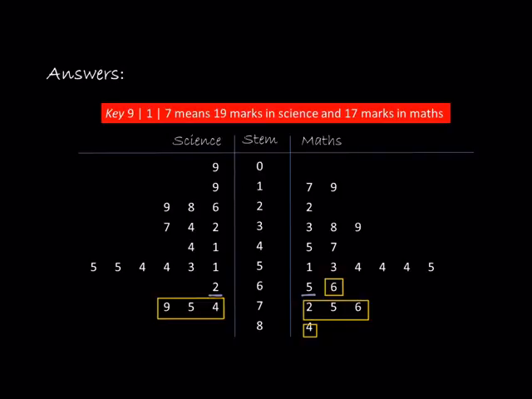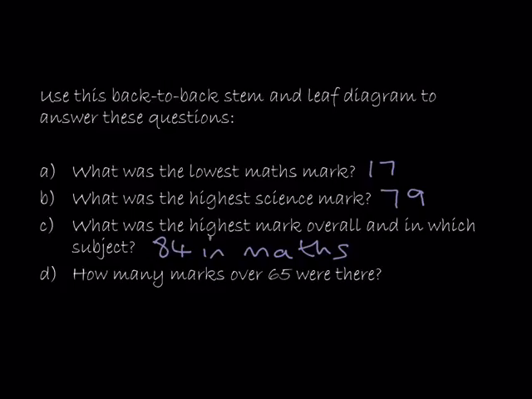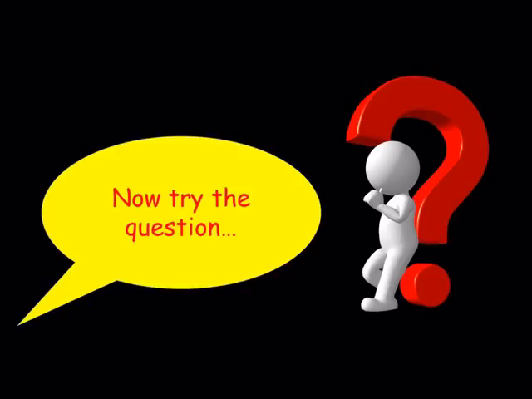And the question was, how many marks are there over 65? So all we have to do is count them up. So we've got 1, 2, 3, 4, 5, 6, 7, 8. So our answer is there are 8 marks over 65. Okay, now try the question.